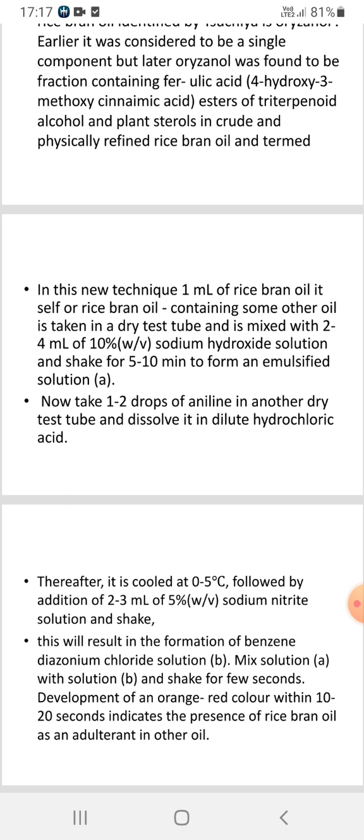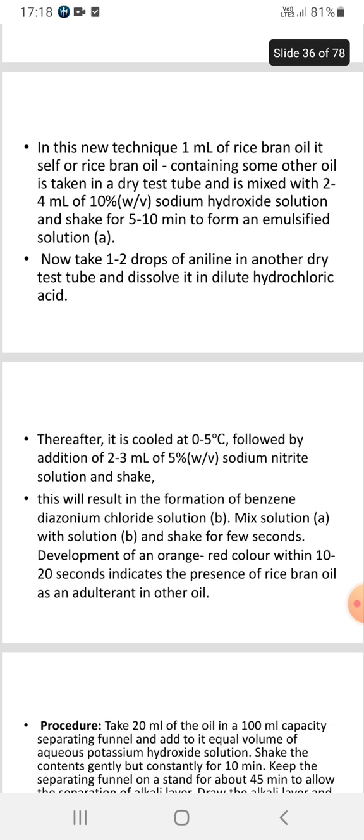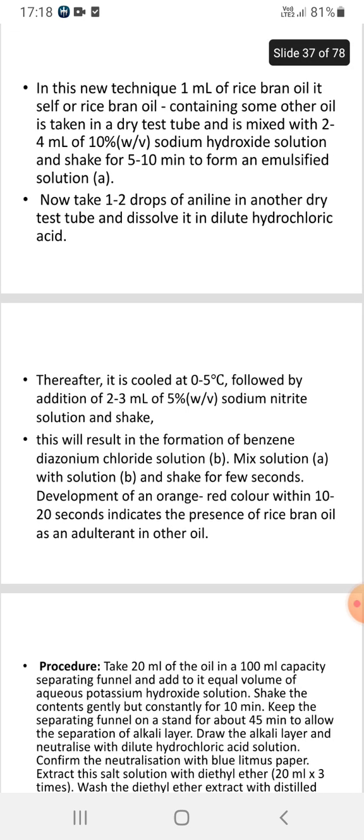So if we take this oil, rice bran oil, and mix it with sodium hydroxide solution, and then 1 to 2 drops of aniline are added to it and dissolved with hydrochloric acid. After some time, sodium nitrite solution is added to it. If there is presence of rice bran oil, there will be formation of benzene diazonium chloride solution. And finally there is orange red coloration.